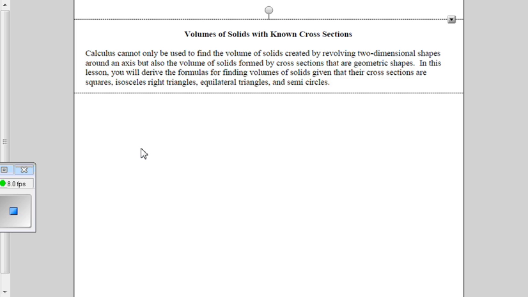Calculus can not only be used to find the volumes of solids created by revolving two-dimensional shapes around an axis, which are going to give you circles, but also the volumes of solids formed by cross-sections that are geometric shapes. In this lesson, you will derive the formulas for finding volumes of solids, given that their cross-sections are either squares, isosceles right triangles, equilateral triangles, and semicircles.